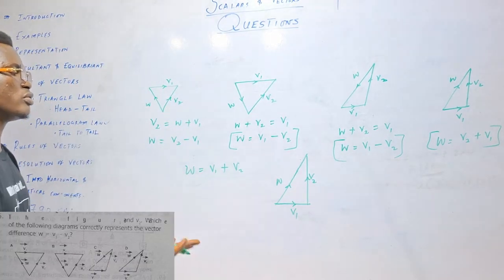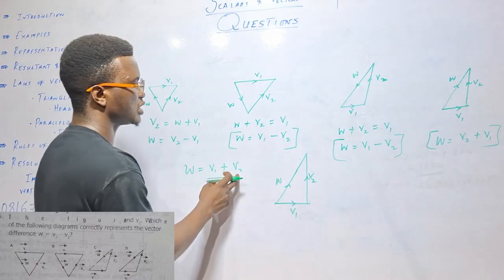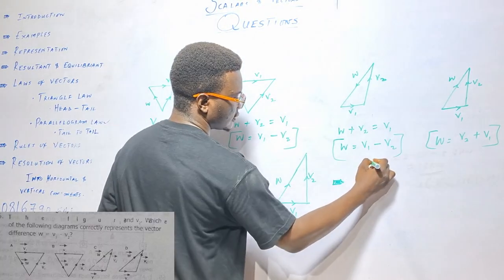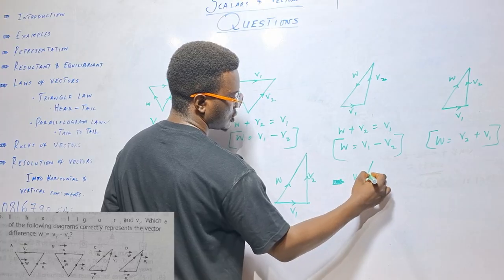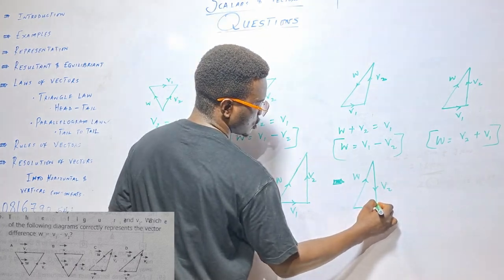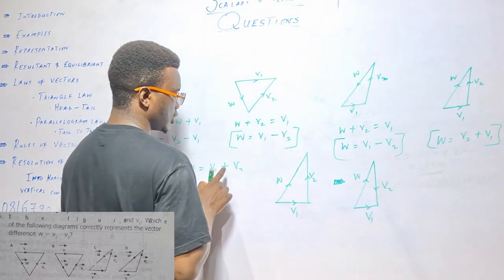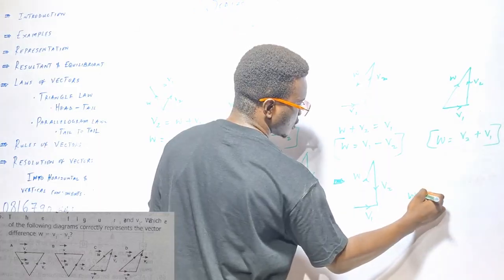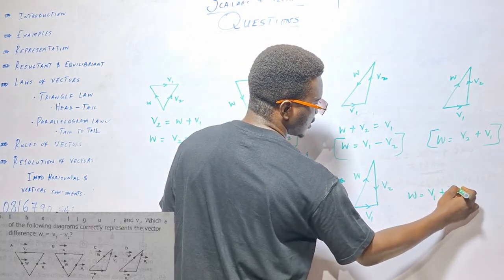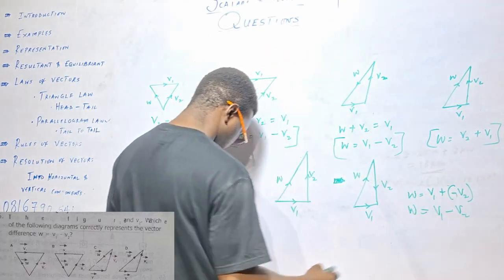So w is equal to v1 plus v2. Now, how do I make this one to be negative? I'll flip v2. So if I'm flipping v2, then I'm going to have w, then the arrow will now be v2, and this is going to be v1, because I've changed it to negative. So what I have here becomes this, w equals v1 minus, just like saying plus minus v2, which is the same thing as v1 minus v2.